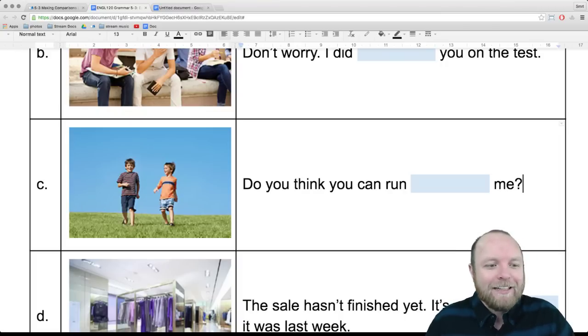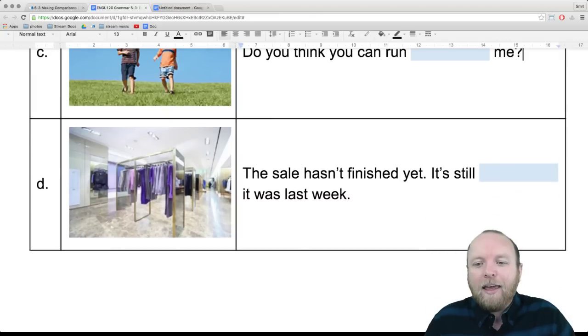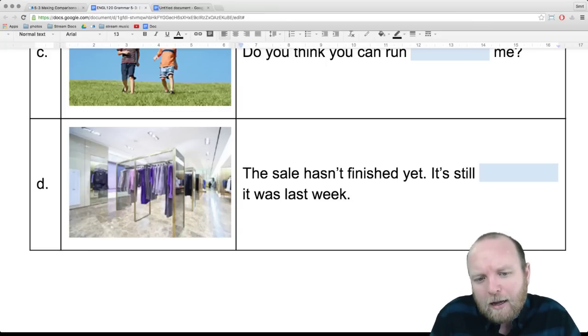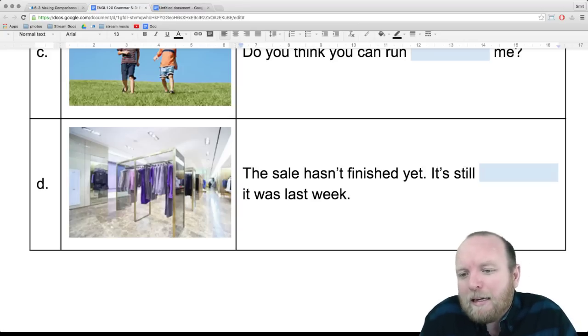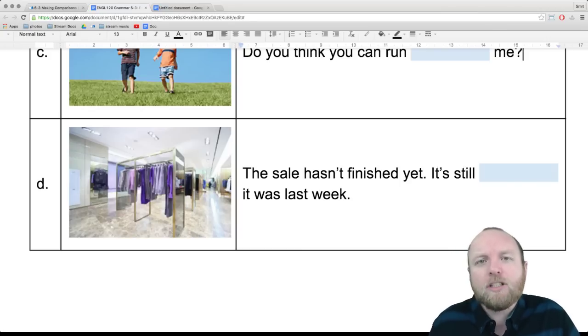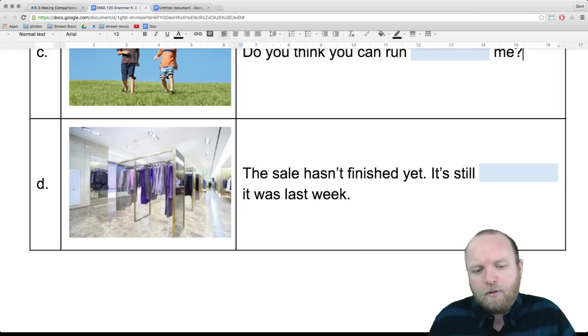Okay, let's look at D. The sale hasn't finished yet. It is. It. What is it? Well, maybe it is the store. Maybe. Okay. It is. Is a linking verb. So we need an adjective. We don't need an adverb, right?